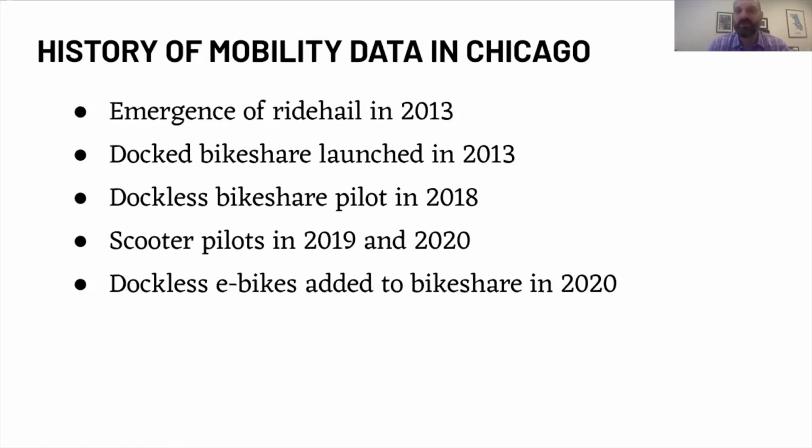In 2013 is when we first started collecting mobility data. And that was with the emergence of ride-hail in 2013. And in the same year, we launched our first bike share. This is our flagship docked bike share system called Divvy, launched back then too. And so that's when we got into the practice of obtaining this information.